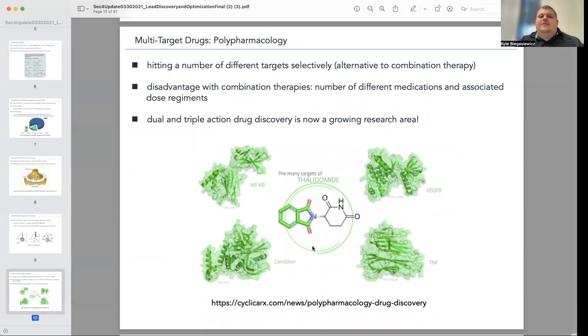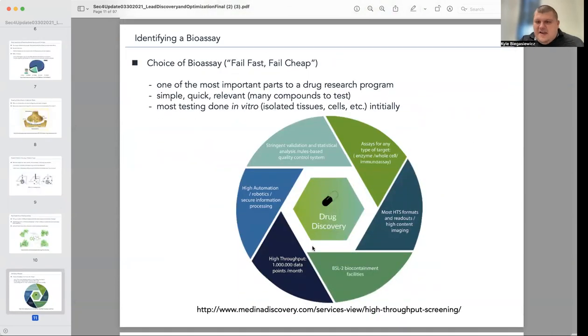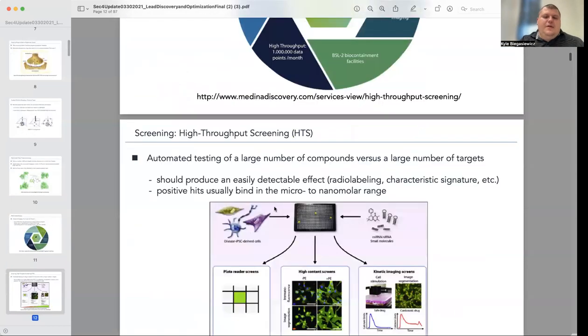Polypharmacology, slide 10, it's likely going to be a multiple choice question. Identify a bioassay. Again, you're not going to have to know what exactly each of these bioassays entails, but the general concept of fail fast, fail cheap is going to be important. This is a good overarching slide. As we head into them, you're not going to have to know them in detail, but you'd be able to recognize them, I would say. It's a good multiple choice type question.